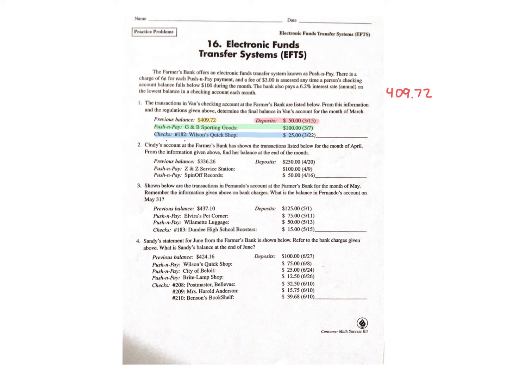So I'm going to go ahead. They made a payment, so I'm going to subtract off 100. So we get $309.72. Then the next transaction would be on the 15th where they made a deposit. So we get $359.72. Then the last transaction was a check for $25. So we can go ahead and subtract that off, and we're going to end up with $334.72.